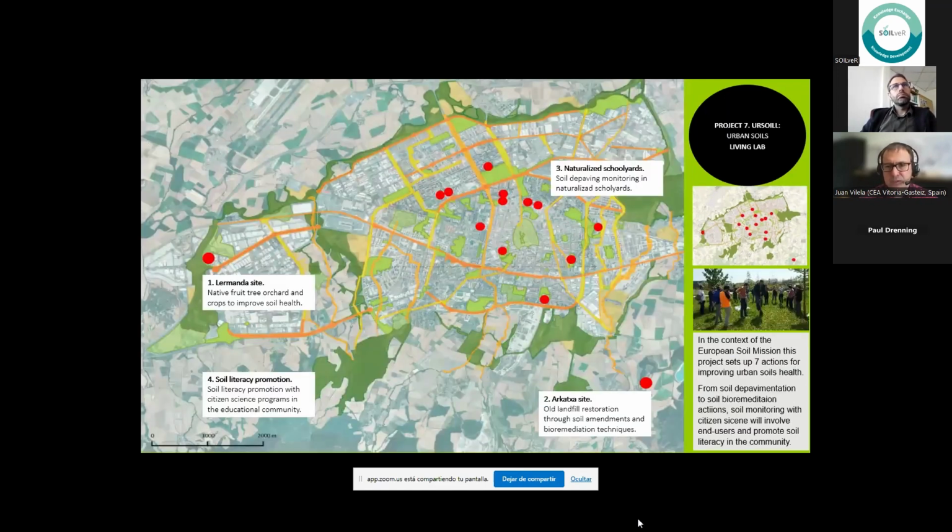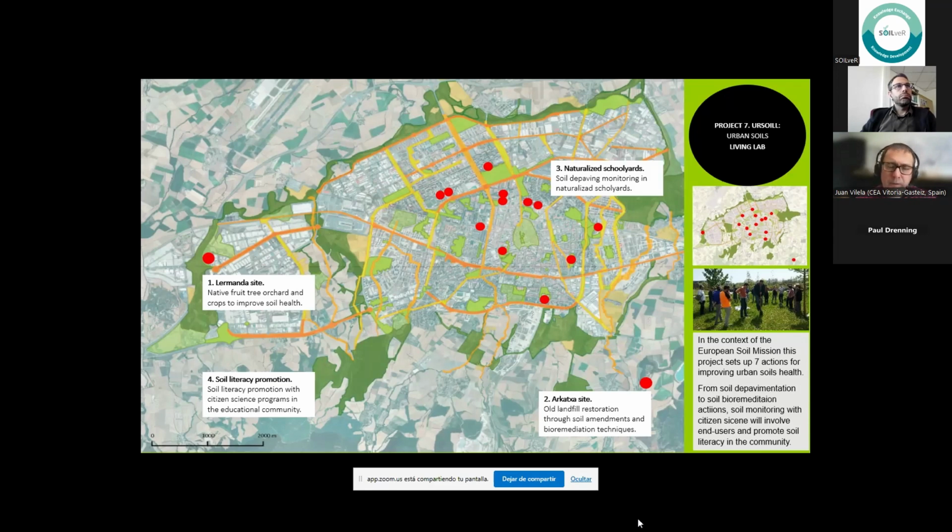And just to finish, I will mention that we just got a Living Lab soil project this year, and we have four ideas to develop with it. So one is the creation of a native fruit tree orchard to improve the soil health in this green corridor that I was mentioning at the beginning. Number two is old landfill restoration through soil amendments and bioremediation techniques.